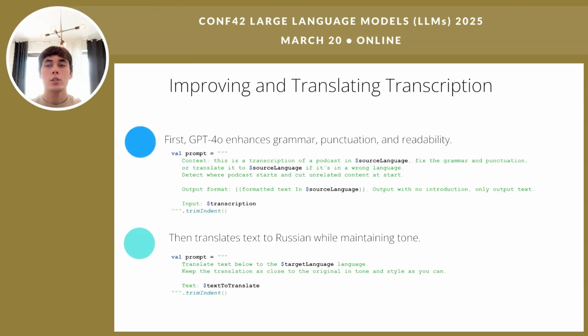After the text is polished, we send another request to GPT-4o, and this time to translate the text into Russian. And the prompt is: translate the text below to the Russian language. Keep the translation as close to the original in tone and style as you can, and we just give it a text. This way, GPT-4o translates text into Russian while preserving the nuances of the original text. This ensures that the podcast's conversational style, humor, and personality are preserved, making it engaging and relatable to the Russian-speaking audience, just as it is to the English-speaking one.